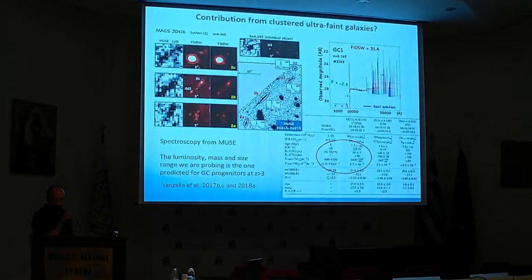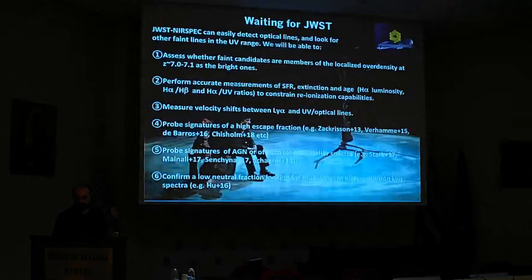And a final, very final thing to mention: maybe there are objects that are even beyond the detection limits of our HST imaging, such as the clustered ultra-faint dwarfs discussed in this paper by Eros Vanzella last year and this year, that are likely progenitors of globular clusters, very faint minus 15 objects that you can detect only in lensed fields. Maybe this kind of galaxies we cannot detect in such a blank field. Maybe they are putting their ionizing budget together with the bright ones.